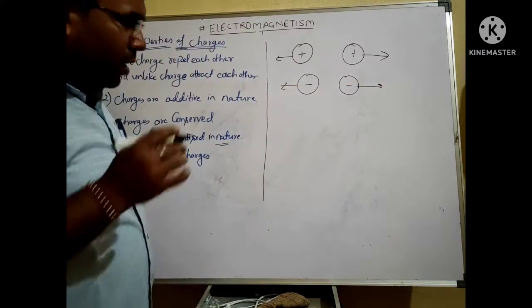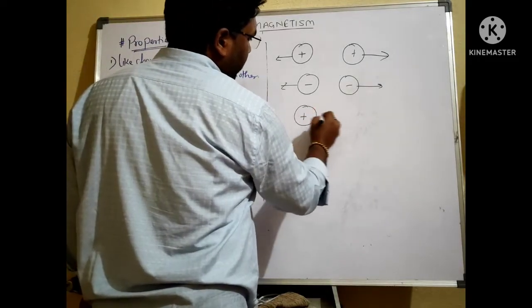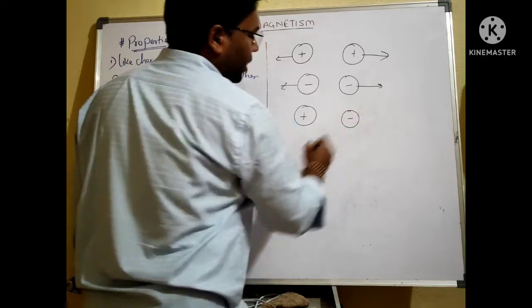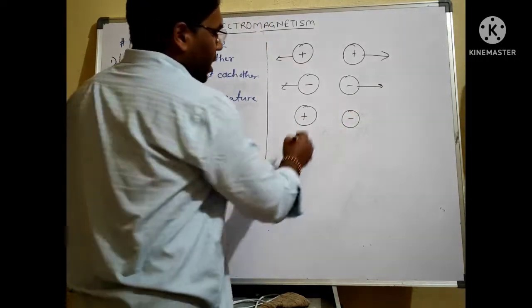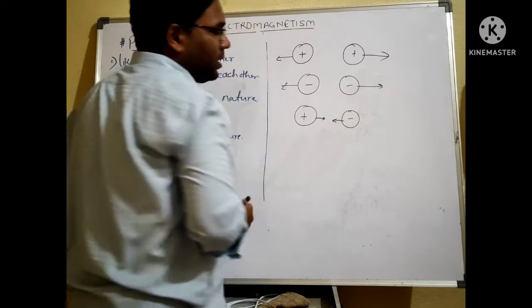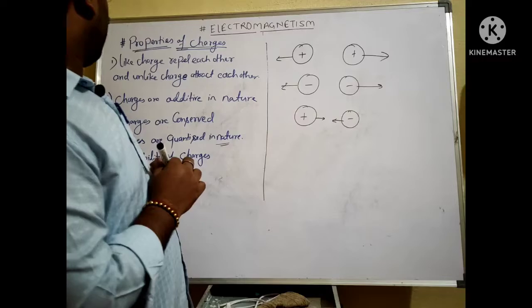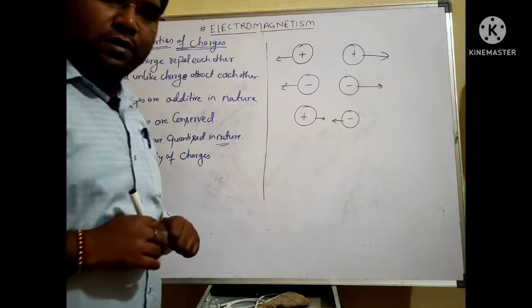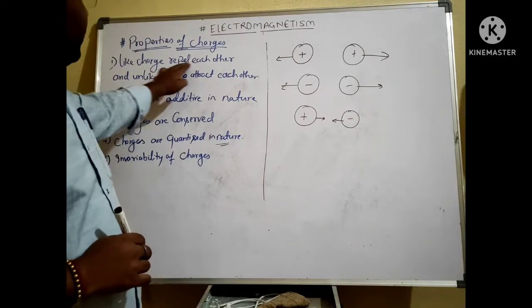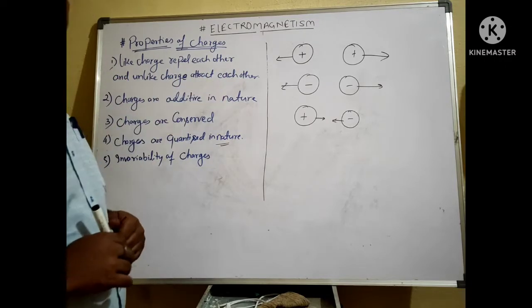Okay? Now, see the third one. If we put a positive charge and a negative charge, what will happen? This is unlike charge. It means they will attract each other. So this is the meaning of this particular statement: like charges repel each other and unlike charges attract each other.